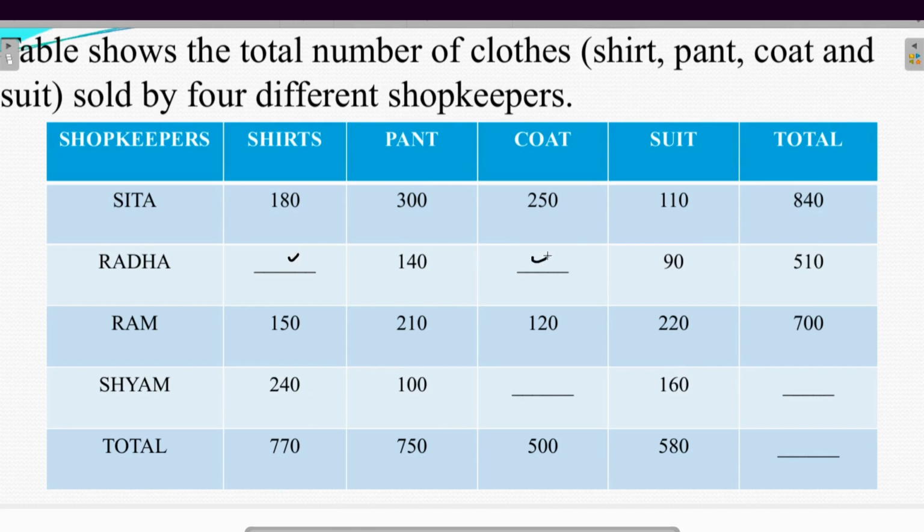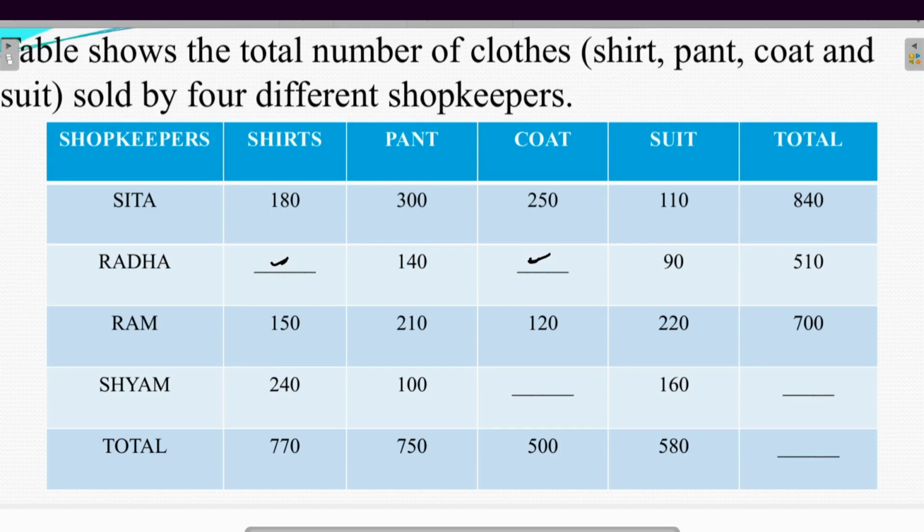This, this, then calculation will be easy in questions. Then how to find out this value? Suppose if I want Sham, how many coats he sold? So for that I have to find out this data first. Why this data only? Because I know all 5 values, I can find out one value. Then if I know this value, I can find out the next.